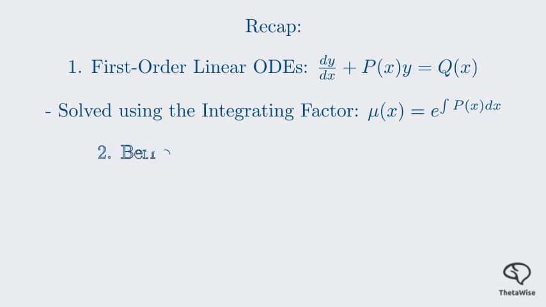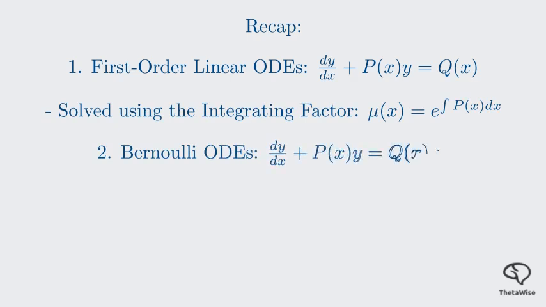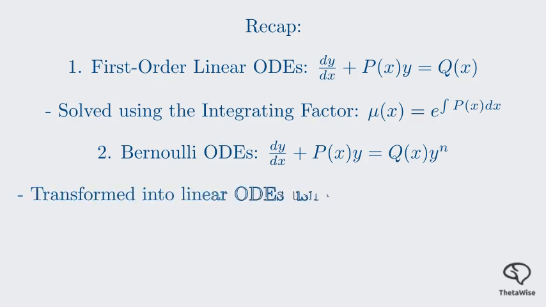Then we moved on to Bernoulli differential equations, which have the form dy by dx plus p of x times y equals q of x times y to the n. We saw that these nonlinear equations can be transformed into linear ones using the substitution v equals y to the power of 1 minus n. You are now equipped to identify and solve these two important types of first-order ODEs. The key is to recognize the form of the equation and apply the correct method.